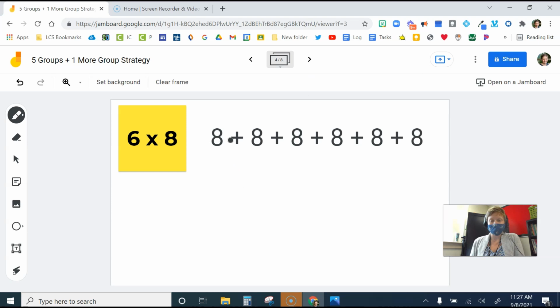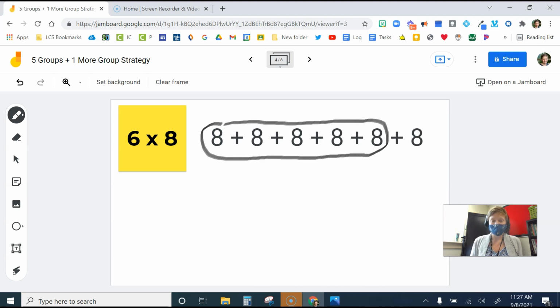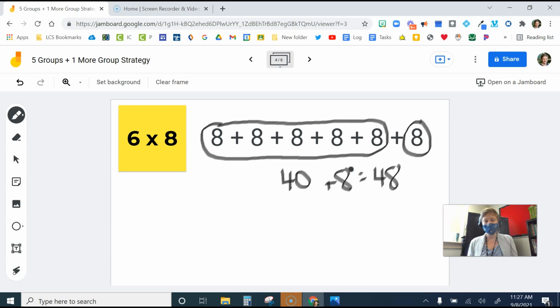Here I have 6 groups of 8. 1, 2, 3, 4, 5, 6 groups of 8. I'm going to start with something that I know. For me, the easiest one is 5 groups of 8. I don't even need to try to add 8 plus 8 plus 8. Instead, I'm going to think about what is 5 groups of 8, or 5 times 8. I know that that's 40 because I have my 5s pretty much memorized. And then I'm going to add one more group of 8. So plus that extra 8, I'm going to get a product of 48 as my total.